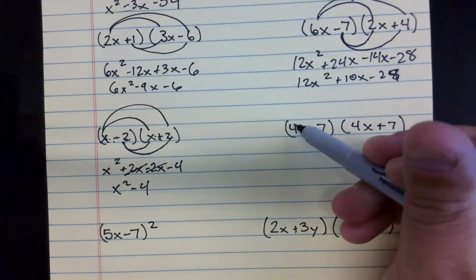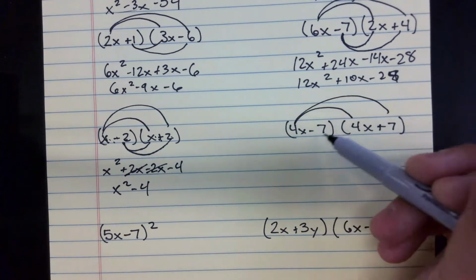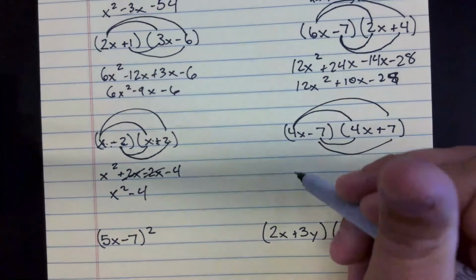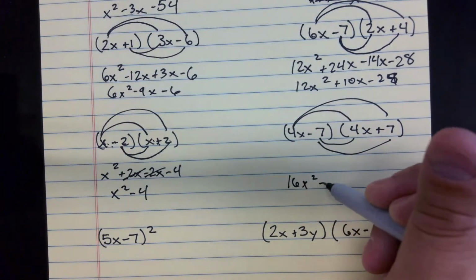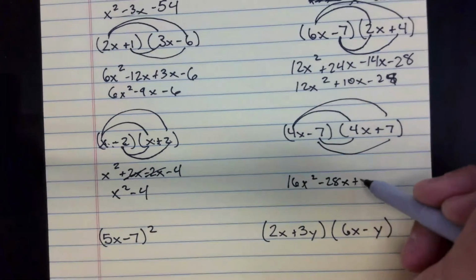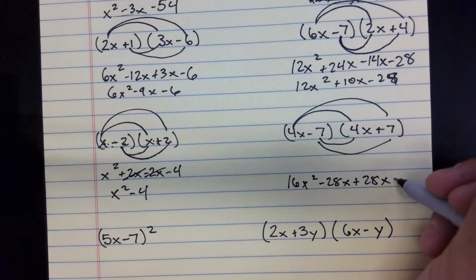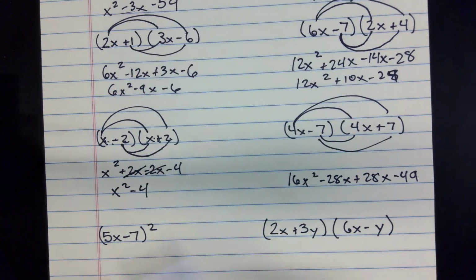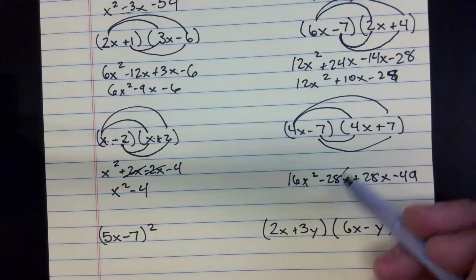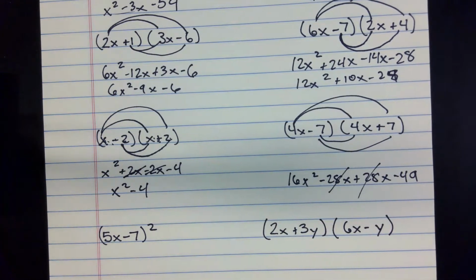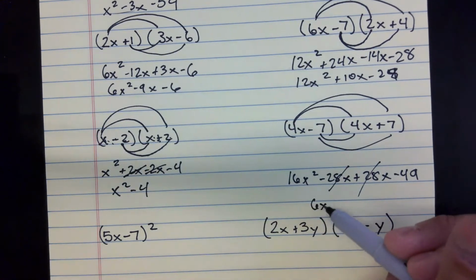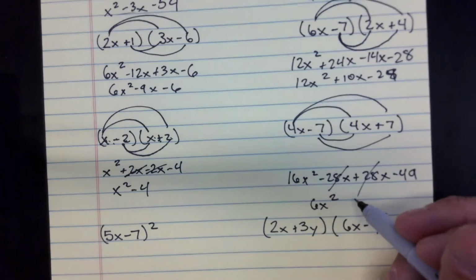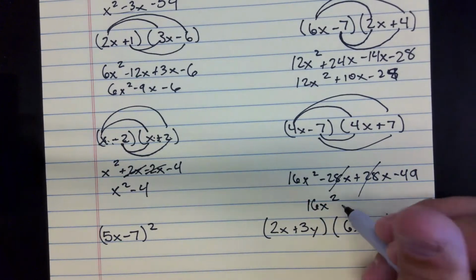So the same thing happens here when I multiply through this. I'm left with 16x squared minus 28x plus 28x minus 49, right? At that point, because I know they're conjugates, I actually didn't even have to do the two middle terms because I know they're going to cancel. So you can actually just do the first and the last terms. So we're left with 16x squared minus 49.